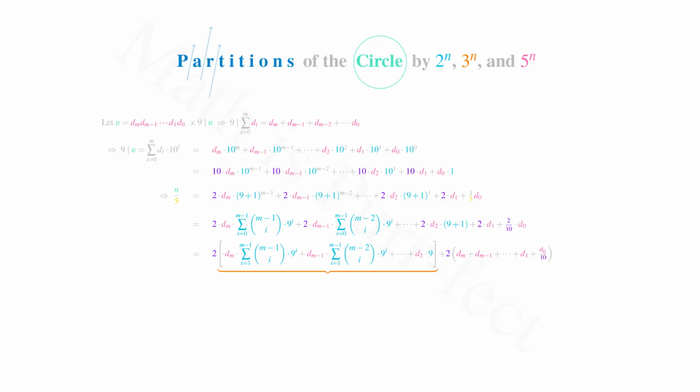Yet again, each term remaining in the binomial sums has at least one factor of 9, hence can be written as 9m for some positive integer m. This gives us 9m plus 2 times the sum d sub m plus d sub m minus 1 plus ... plus d1 plus 0.d naught, which by our argument for division by 2 has a digit sum equivalent to that for n. Hence, given that 9 divides both 9m and the sum of the digits of n, we have that 9 divides the sum of the digits of n over 5.